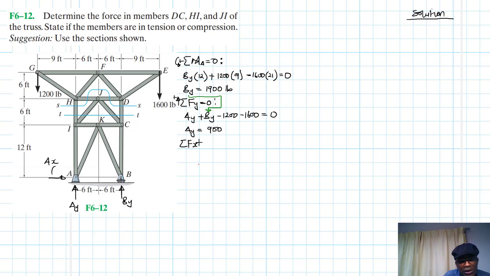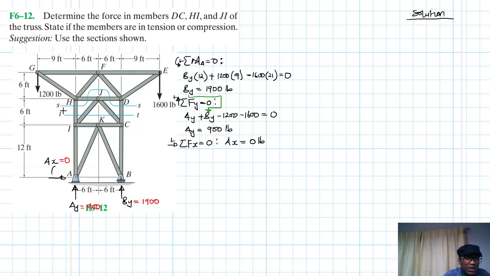Then summation of forces in the x direction equal to 0, and then we have AX that's equal to 0 pounds. Okay, so we found the support reactions. What we need to do now is to do the sections. So let me just write them down. AX is 0, AY is 900, BY is 1900.